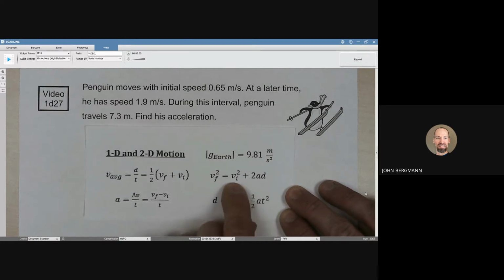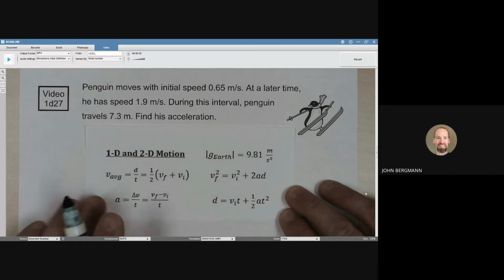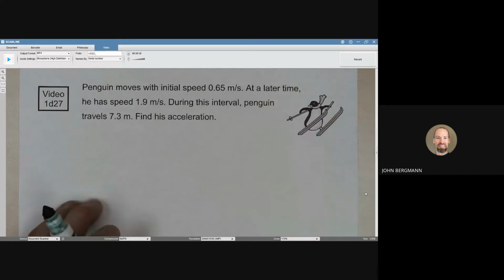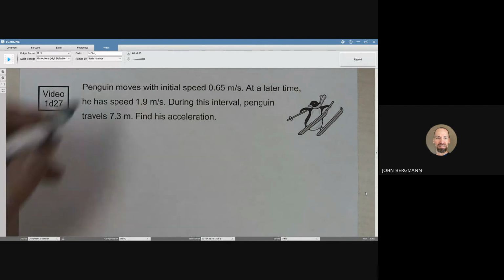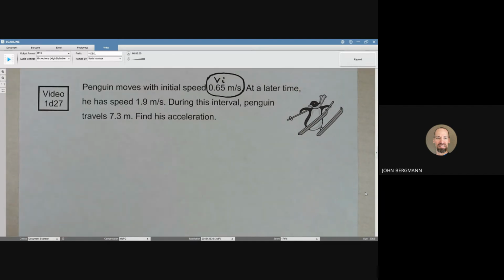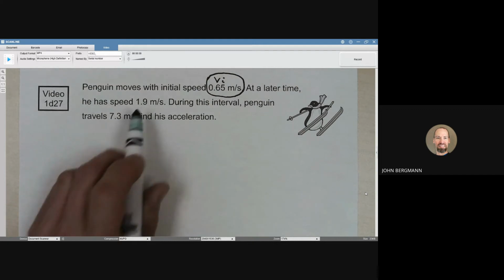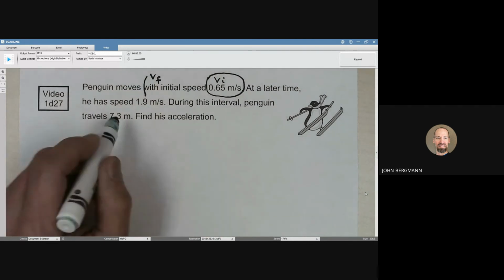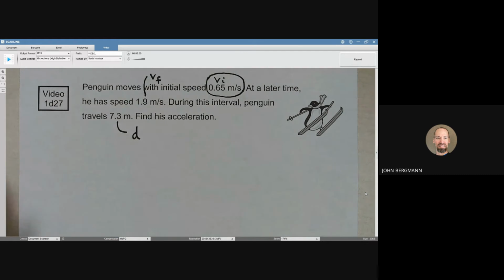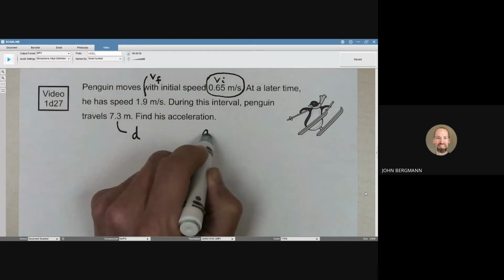So this is the equation to use when time is not given and we're not asked to find the time either. I think that's going to be the case here with our penguin on skis problem. The penguin moves with an initial speed of 0.65 meters per second. When we tune in, the penguin is moving with that speed. At a later time, he has a different speed. That's v final. And during this interval, the penguin travels that far. That's d, isn't it? And we're clearly after the acceleration.